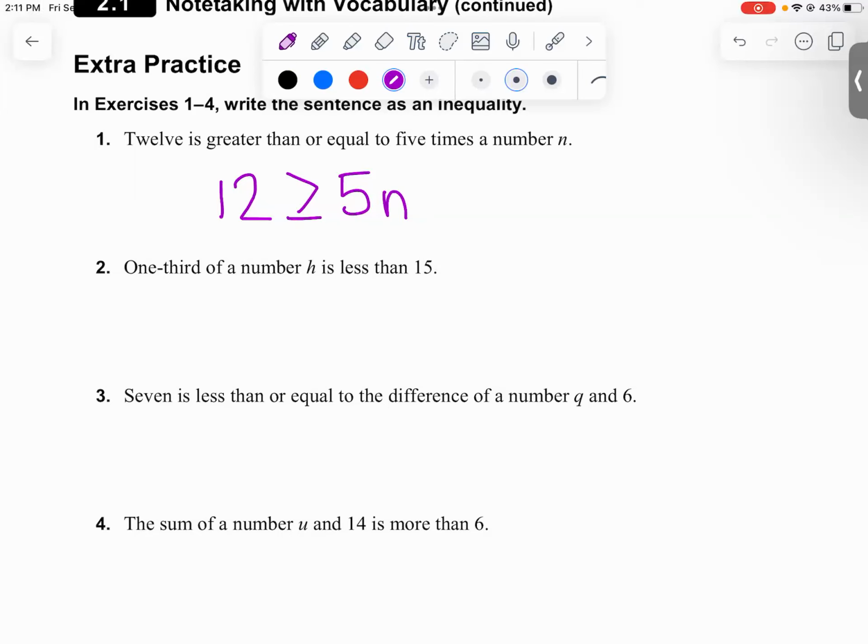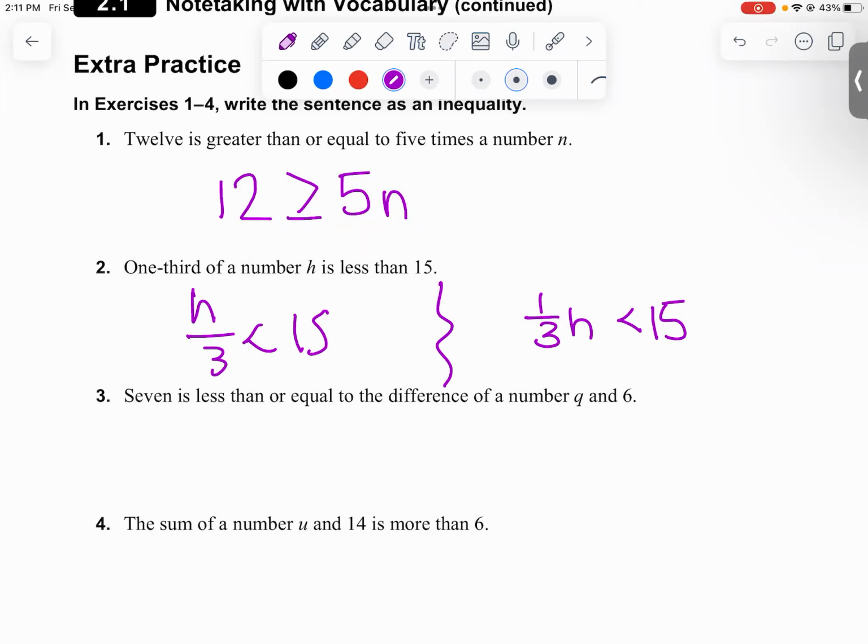Harry, write down. All right, what do you think for what Harry wrote for number 2? Or did you write it like this? 1/3 H less than 15? Yeah, either one of those is fine.